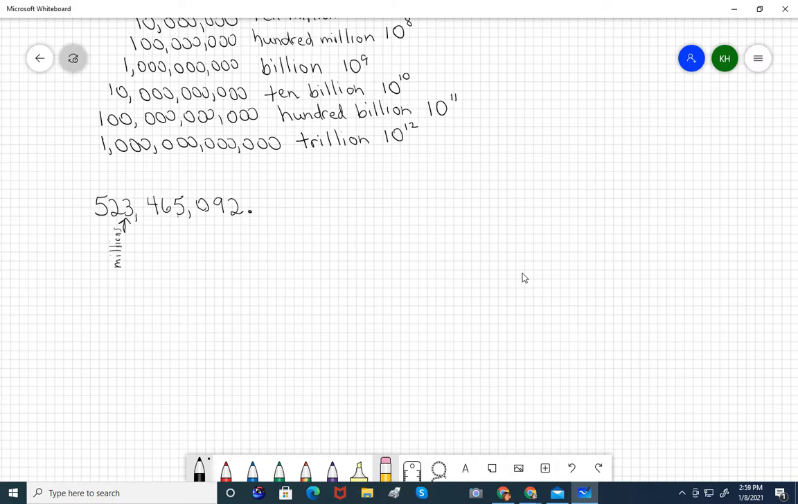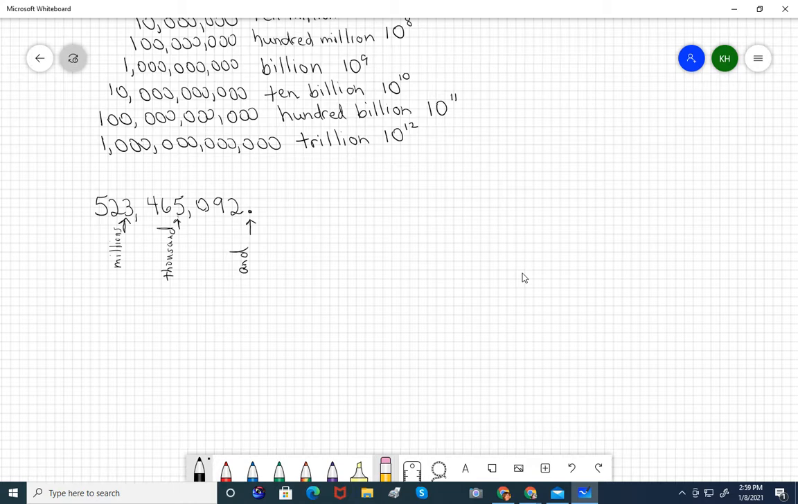We would read that 523 million, 465,000. There's the thousands. 92. We don't have an "and". We don't have an "and" unless we have something after the decimal point. The decimal point is where you would read the word "and". So 523,465,092. It's a big number.